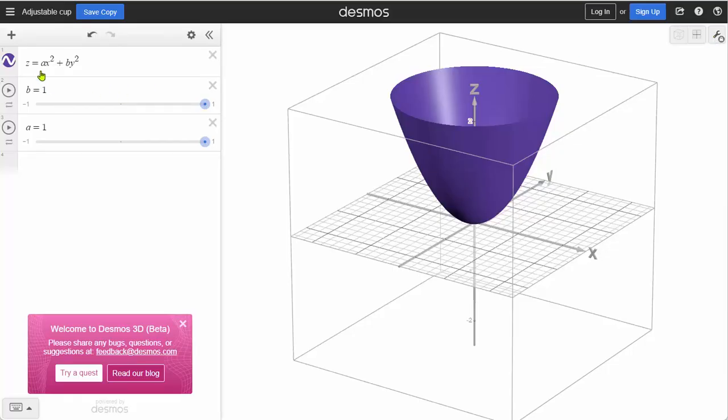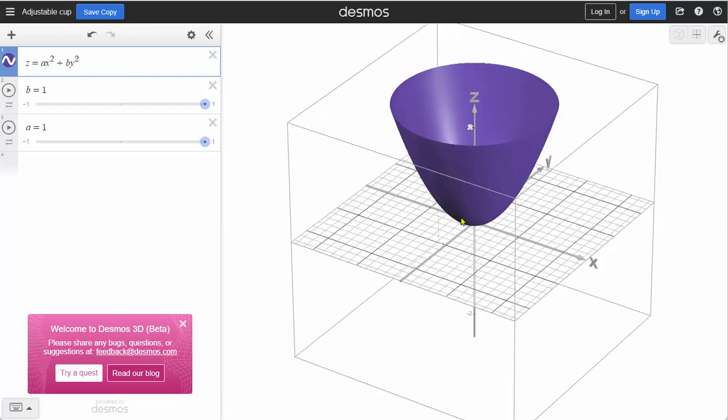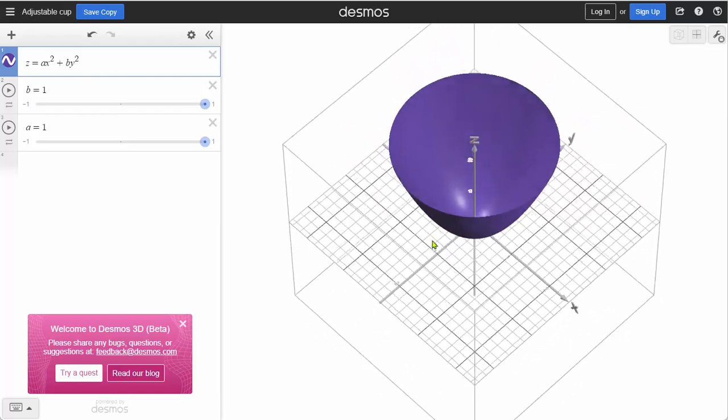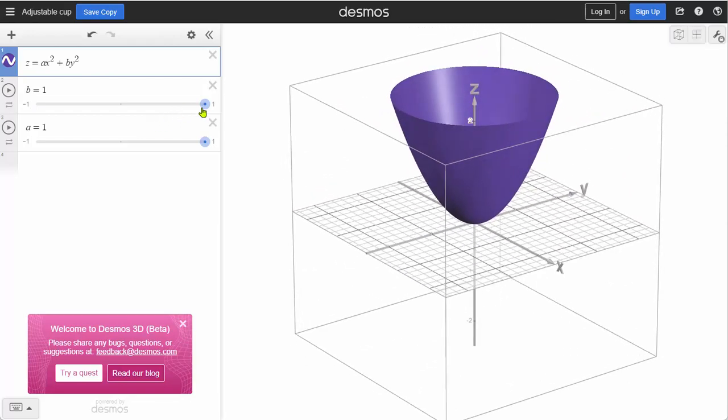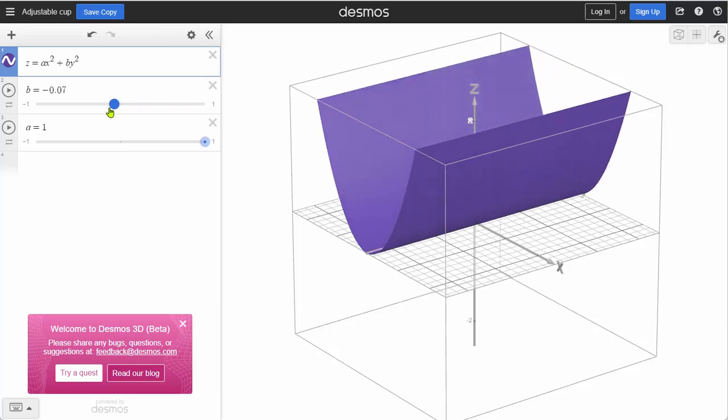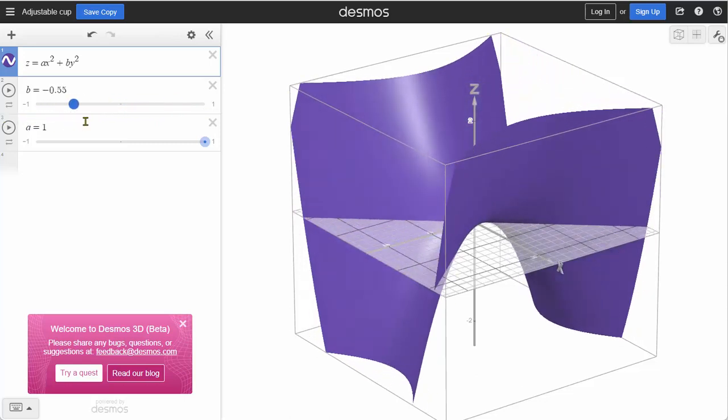Here we have the graph of z equals ax squared plus by squared, where we have sliders for a and b. The graph is dynamic. We can rotate the surface around, and we can also change the values of a and b and see how it affects the surface.